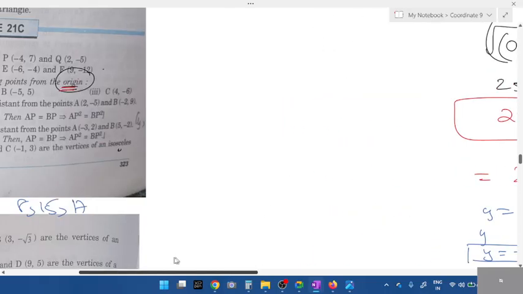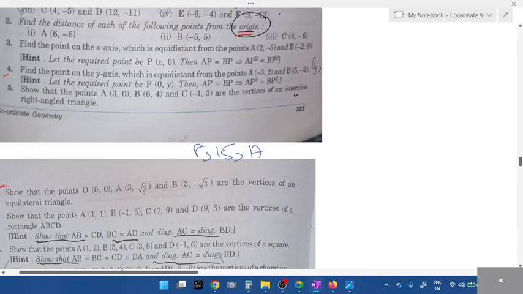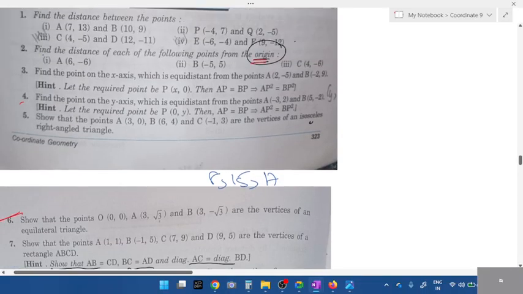Bhargavi, what happened to Kia? Not sure. Okay.